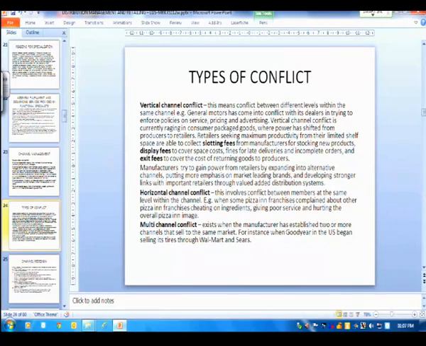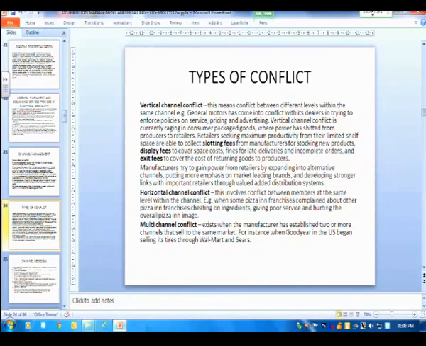Let's now look at the types of conflict. The first one is what is known as vertical channel conflict. This means conflict between different levels within the same channel. For example, General Motors has come into conflict with its dealers in trying to enforce policies on service, pricing, and advertising. Vertical channel conflict is currently raging in consumer packaged goods, where power has shifted from producers to retailers.